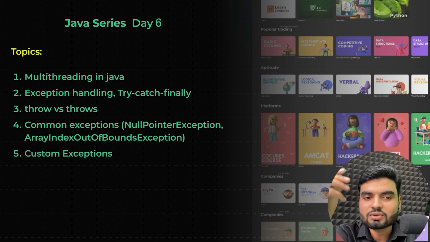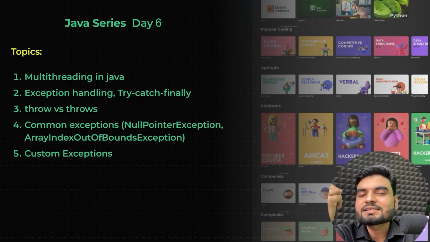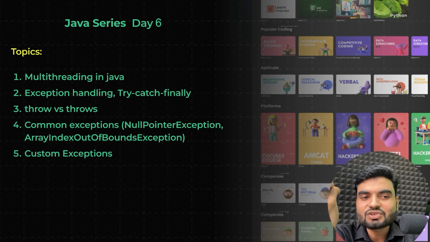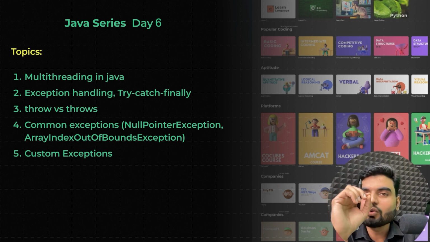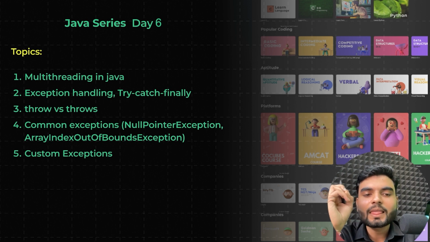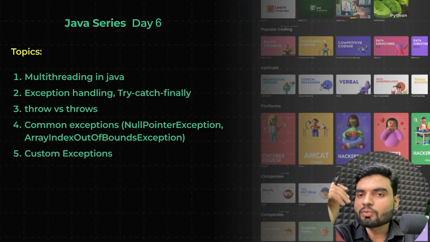These are the few topics which we will understand today: multi-threading, exception handling, and try and catch. And finally, throw versus throws. What is the difference between both? Again, common exceptions like null pointer exception, array index out of bounds exception, arithmetic exception. All of these types of exceptions we will understand today. Also, we'll see how to generate a custom exception. So that's what we will understand today.